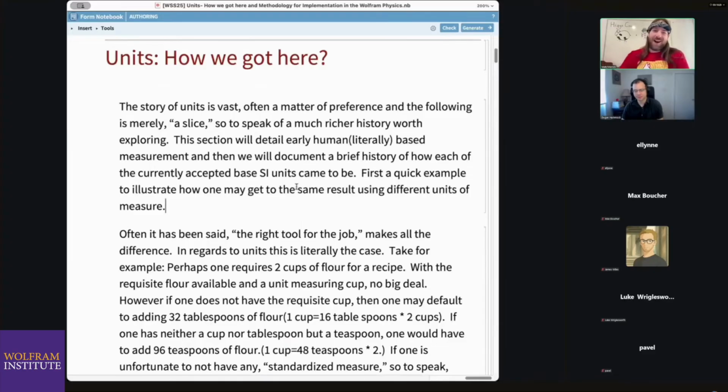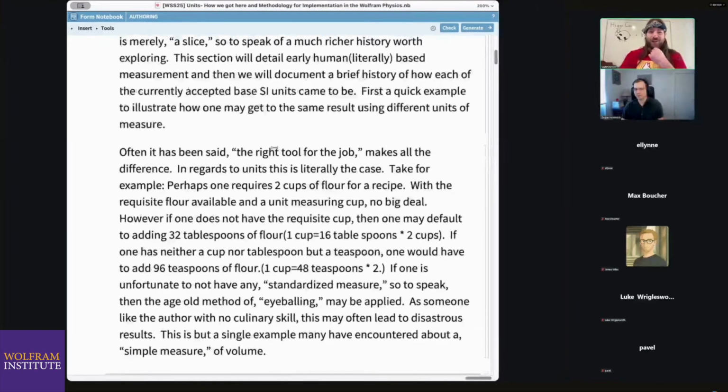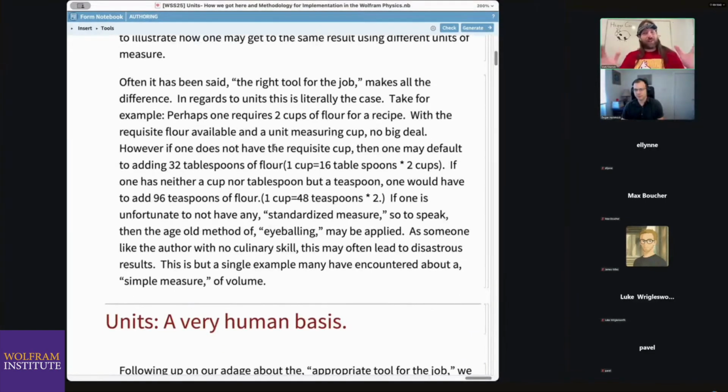I don't know. But ultimately, as certain units here seem to be arbitrary, they seem to get a little less arbitrary over time, and there are some interesting connections we're going to go through here. So sometimes you'll hear the saying, you want the right tool for the job.